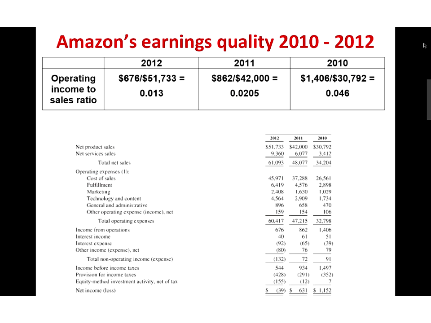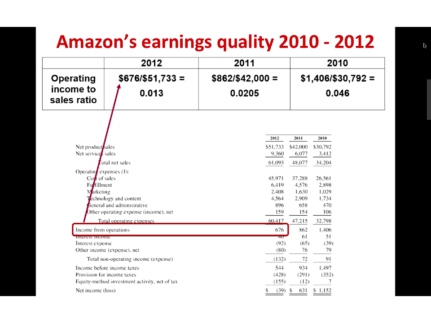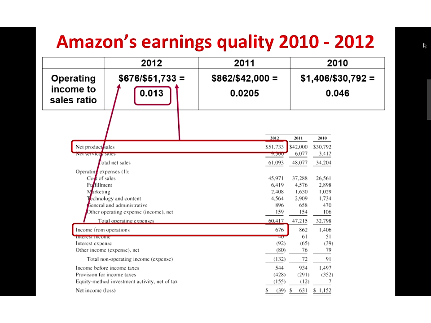And then the last thing we'll look at is operating income to sales ratio. So we're going to look at the operating income divided by sales, and we get 0.013, 0.0205 and 0.046. Absolutely heading in the wrong direction. We want it to go up, not down. It's been going down. Now Amazon, so when we look at Amazon's earnings quality, we're looking at their income from continuing operations. Not real great. They're not in dire straits. This is not terrible, but this isn't great.